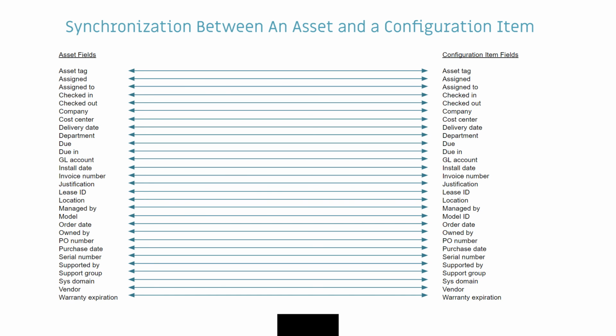This type of synchronization ensures that hardware asset records and configuration item records stay up to date, and both contain the same information at the same time. And that is all for this lecture on configuration items.